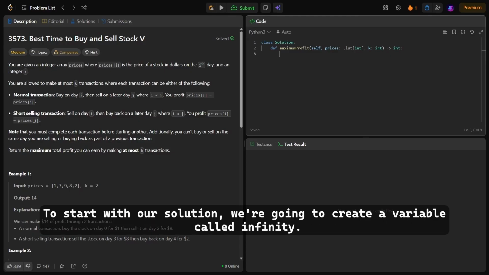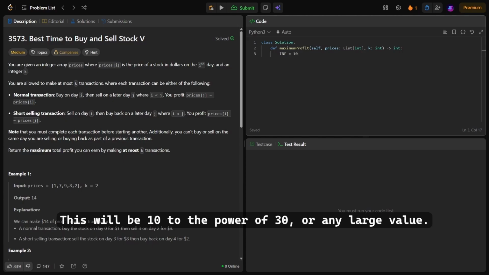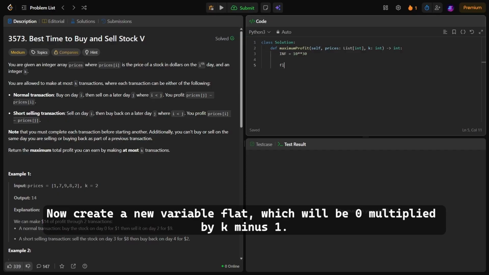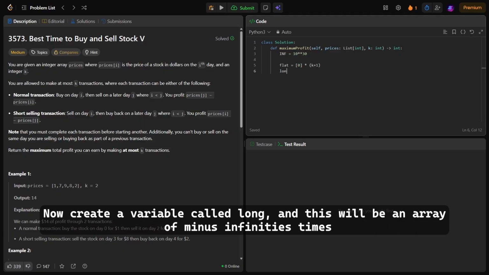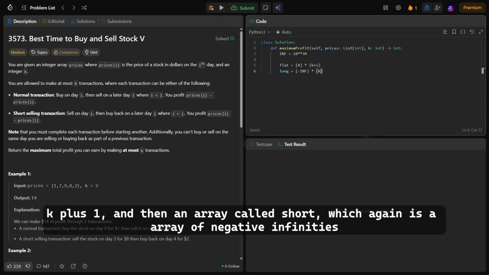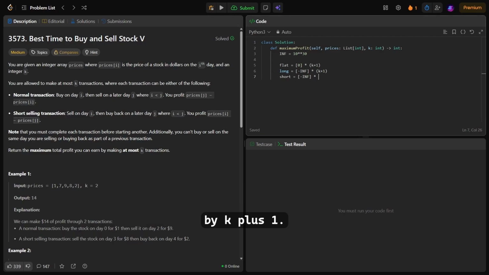So to start with our solution, we're going to create a variable called infinity. This will be 10 to the power of 30, or any large value. This is to represent impossible states. Now I'll create a new variable flat, which will be [0] times (k plus 1). So this will be an array of zeros with a length of k plus 1. Now create a variable called long, which will be an array of negative infinities times (k plus 1), and then an array called short, which again is an array of negative infinities multiplied by k plus 1.